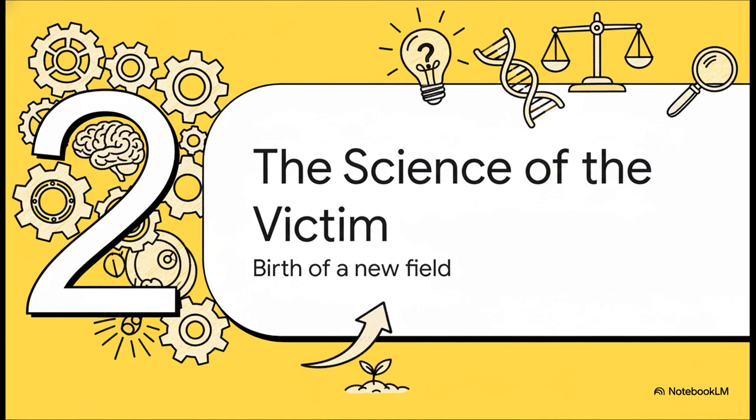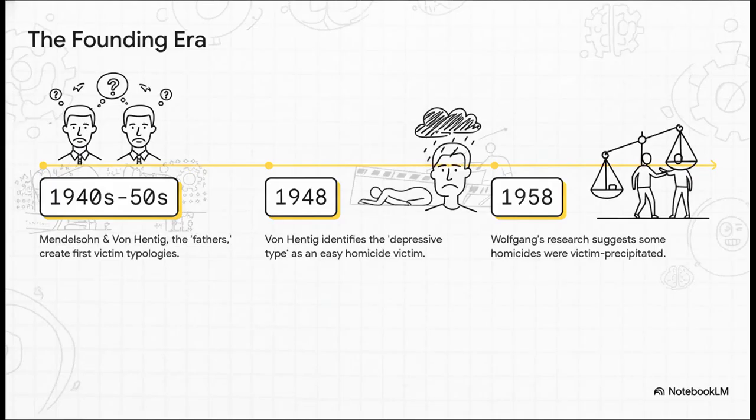Which brings us to Section 2, the science of the victim. And we're going to dive into the birth of this new and, yeah, kind of controversial field. So the actual scientific study of victims really gets going in the 1940s and 50s. You have these guys Mendelssohn and von Hentig. They're now called the fathers of victimology. And they started creating the first ever classifications of victims.